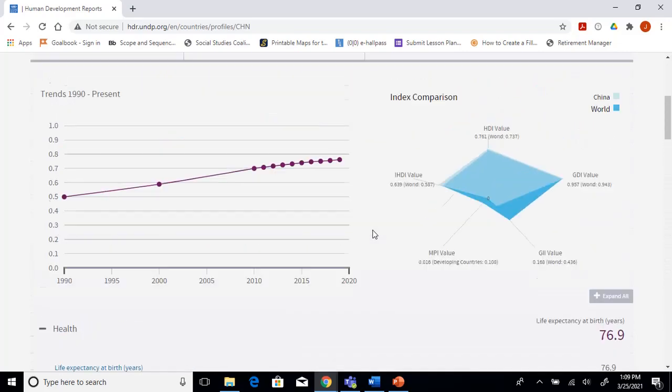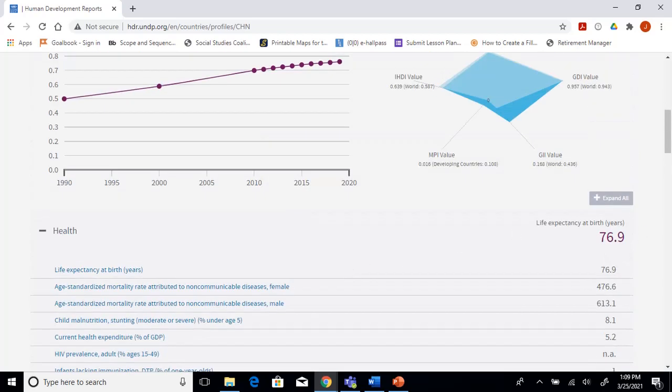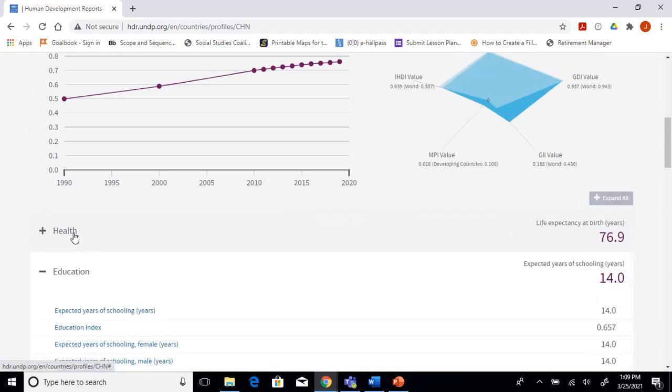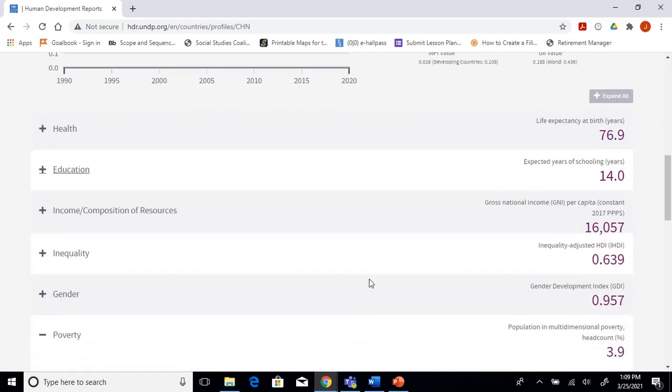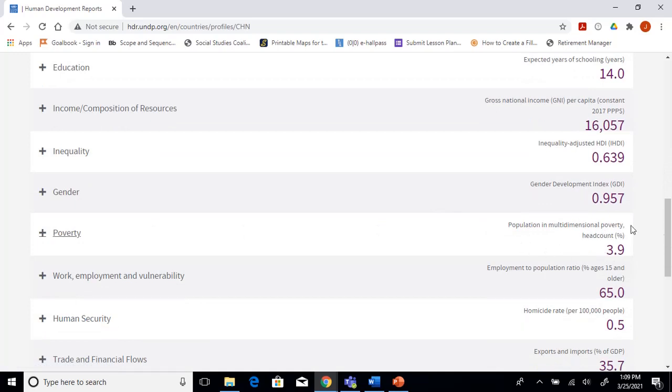You need to put on the HDI level, right? Life expectancy for health. How many years of schooling the average person has. All right. GNI, what is the average income of the person? And then finally, what are the poverty levels? How many people live in multi-dimensional poverty? How many people are below the poverty line? Okay. That's the information that you need to find for your PowerPoint and put those into the appropriate slides.